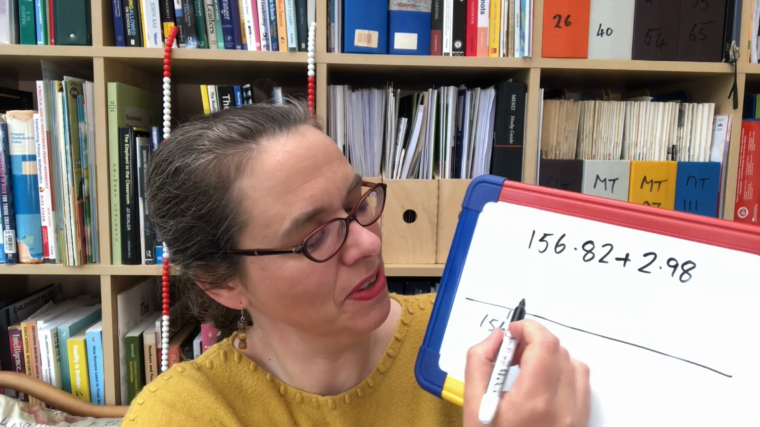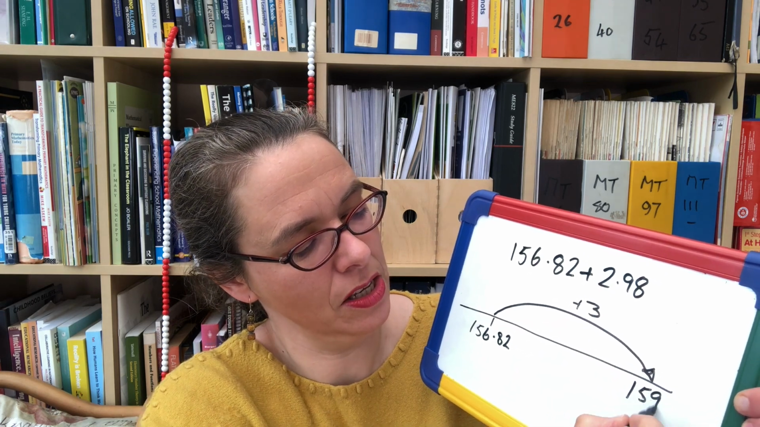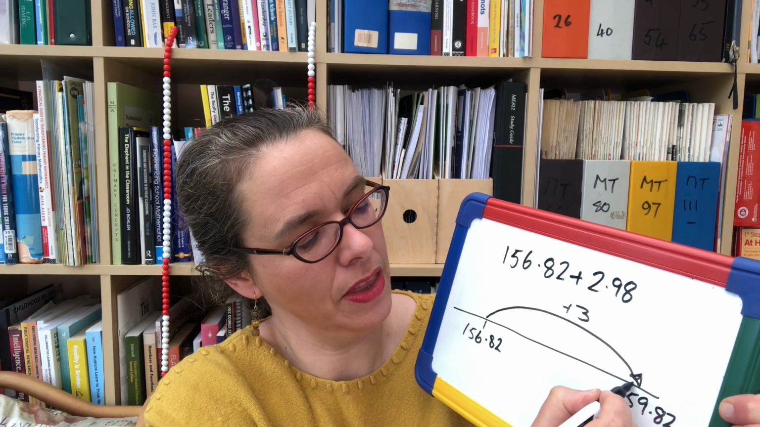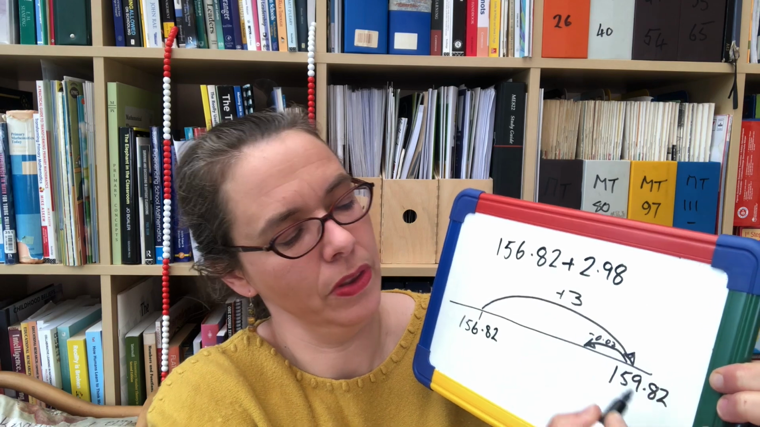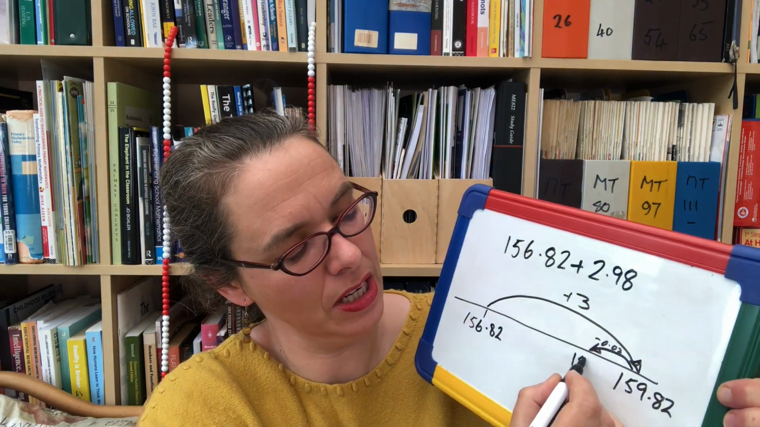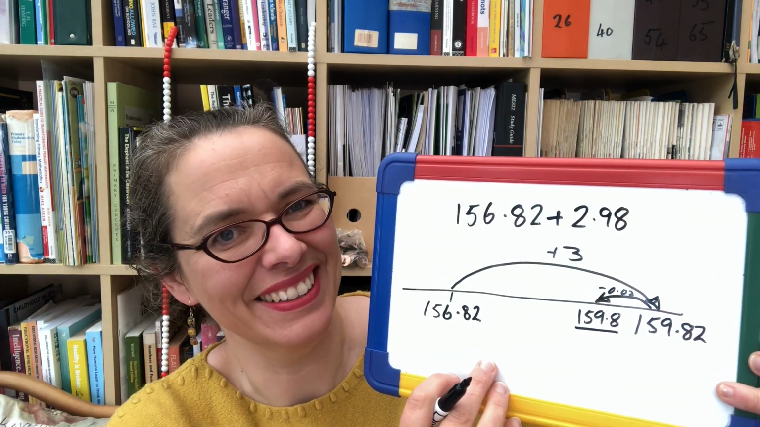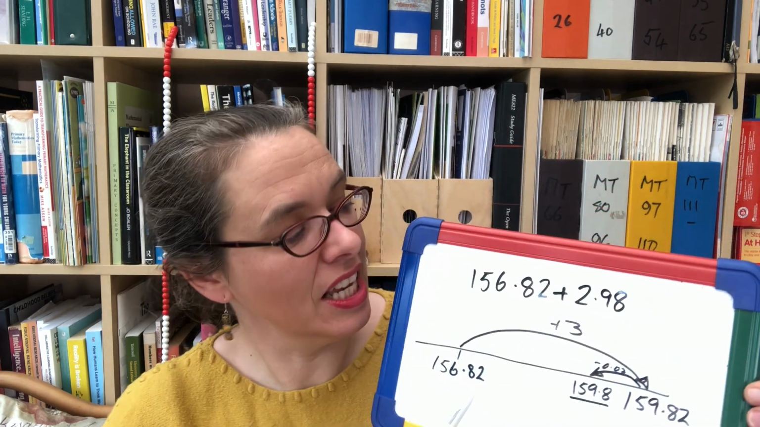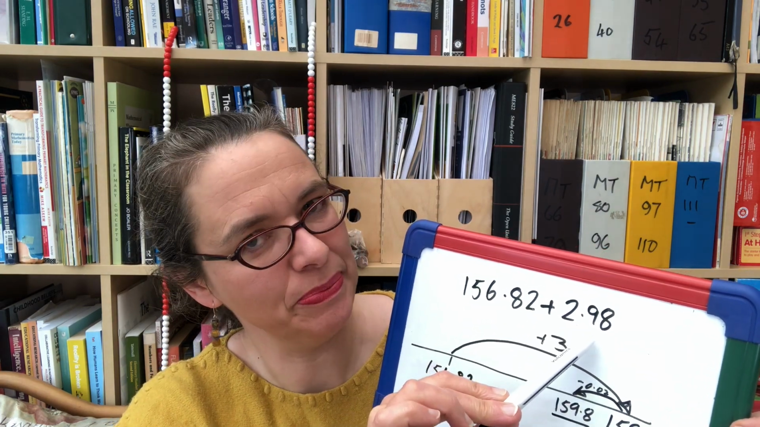So we're starting at 156.82, and we could try to add this in parts, but instead of doing that, we're going to add 3 to get 159.82. And then we're going to subtract 0.02, and that takes us to 159.8. And that's our answer. So this strategy is particularly useful when the number that we're adding is just less than an easy number.